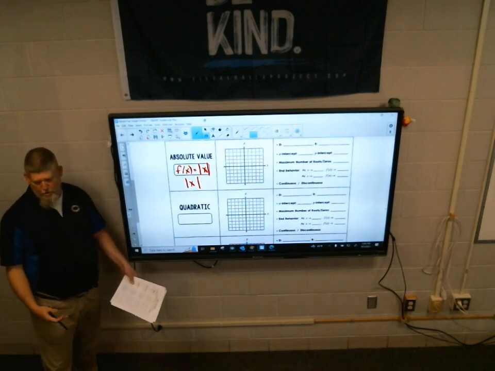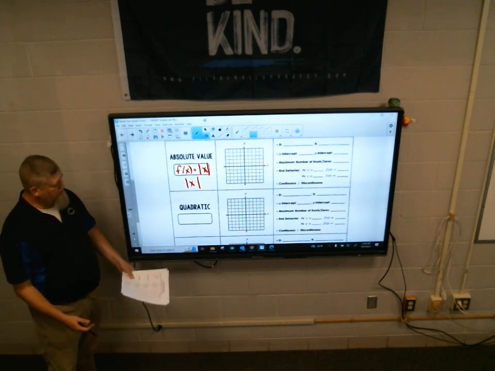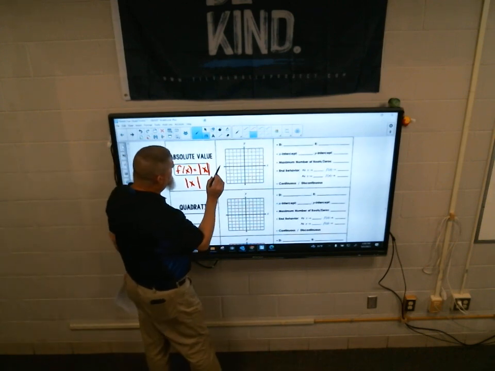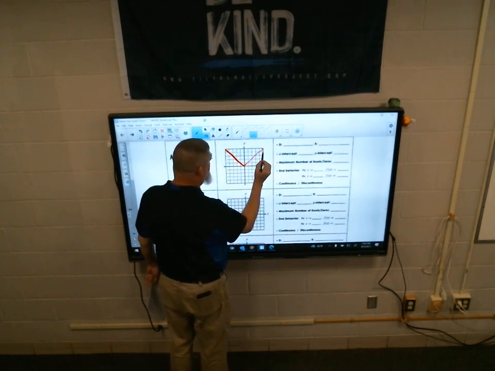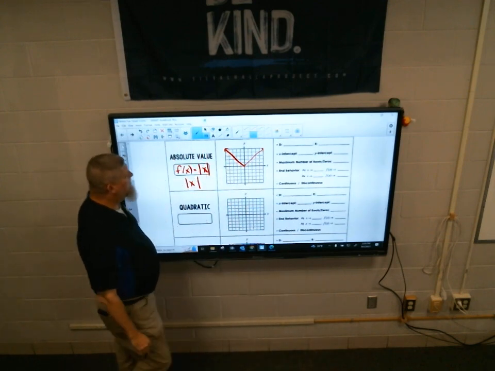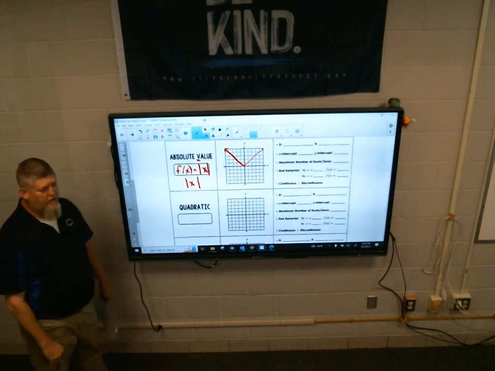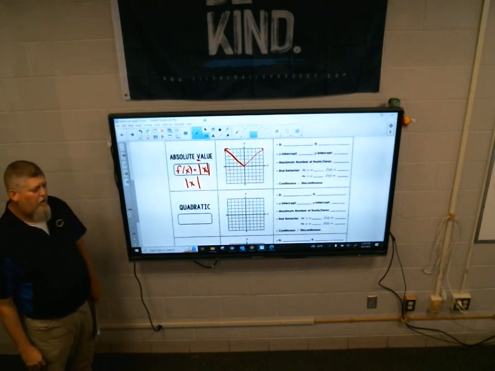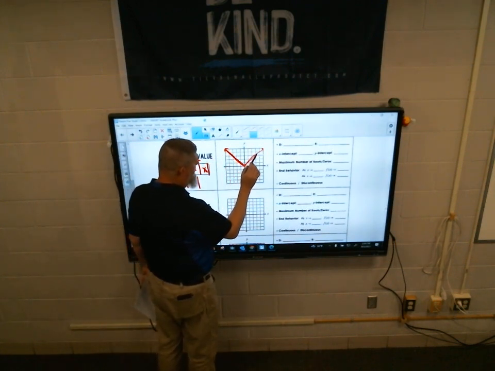It's actually another grouping symbol. We can have brackets, parentheses. Absolute value is another grouping symbol. And the function looks something like a V. It comes down, and then it goes back up. Yes, sir. I know you took off your pen, but that's continuous, right? It is, because I can create it without lifting my pen.